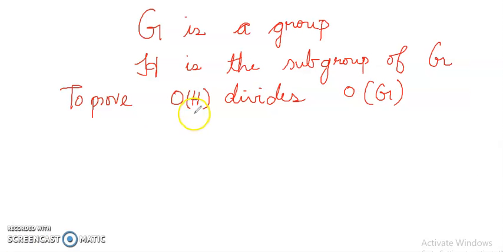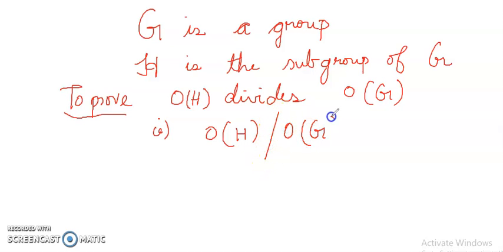Okay, so let me explain the theorem. G is a group. H is a subgroup of G. To prove: order of H divides order of G. You should read it as divides. Order of H divides order of G. That means when you divide order of G by order of H, what do you mean by divides? The remainder should be 0, right?